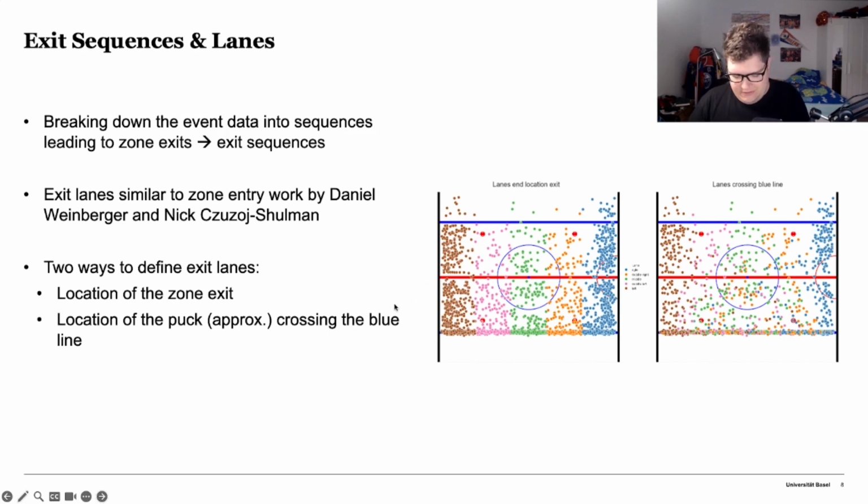And there are two different ways to define the exit lanes: one by the location of the event of the zone exit, and the other by the location of the puck where the puck approximately crossed the blue line. I decided to go with the location of crossing the blue line because you can see in the middle there's a lot of different values for the exit lane events in the middle, but it is not necessarily where the puck actually crossed the blue line in the exit event.